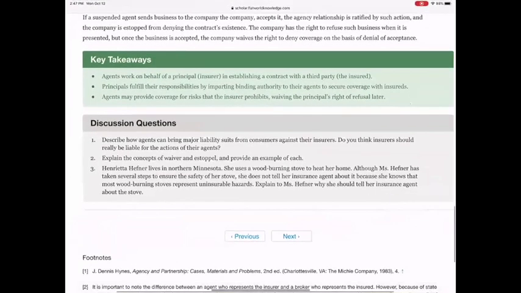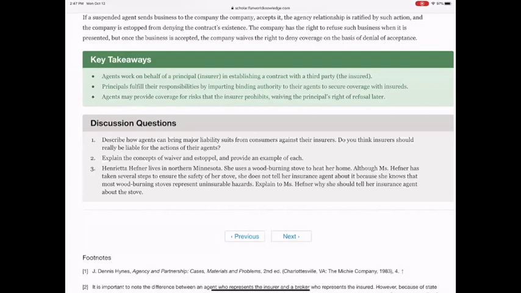All right, let's see what the other one was. Explain the concepts of waiver and estoppel. I think those are interesting terms, and I gave you two situations. I don't know that additional examples are going to be that helpful, but I would encourage you to make sure that you understand the difference between waiver and estoppel. And then Henrietta Hefner lives in northern Minnesota. She uses a wood-burning stove to heat her home. Although she has taken several steps to ensure the safety of her stove, she does not tell her insurance agent about it because she knows that most wood-burning stoves represent uninsurable hazards. Explain to Ms. Hefner why she should tell her insurance agent about the stove.